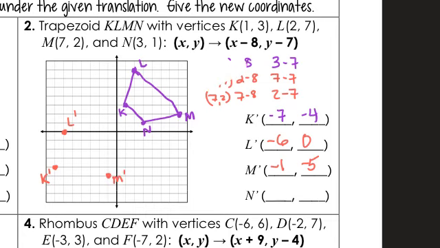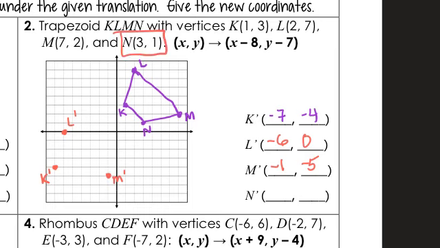Let's take the eraser, make some room for us. Again, we're taking each original location. So the original location for N is 3 comma 1. We're going to then use the rule, the x value of 3, and take away 8, because that's what the rule is asking us to do.